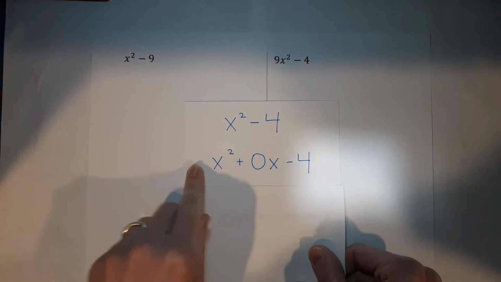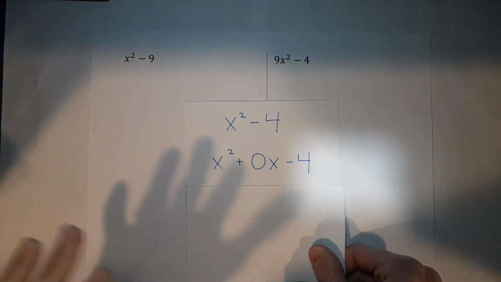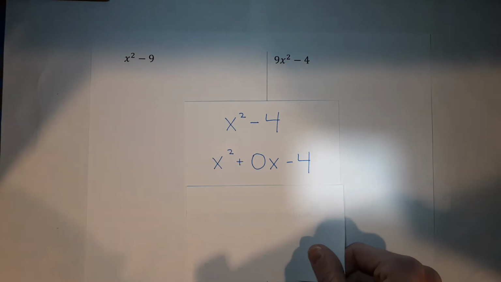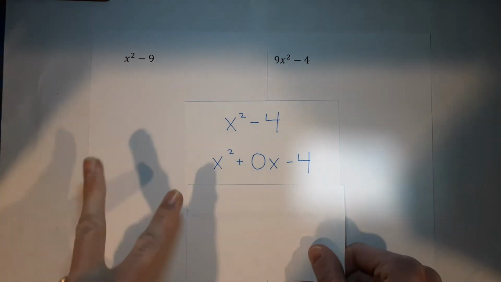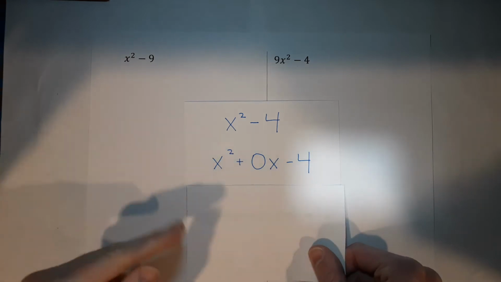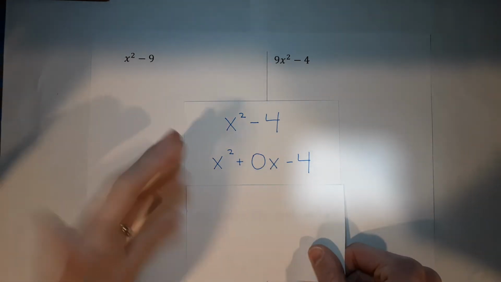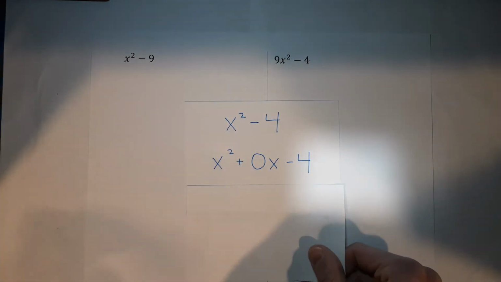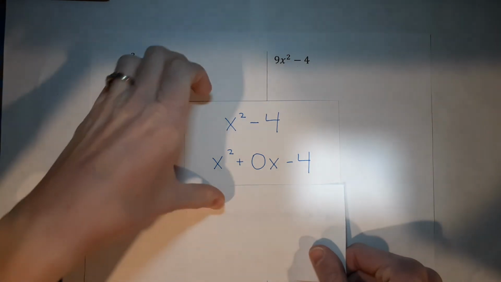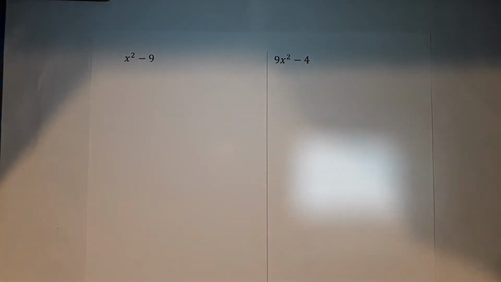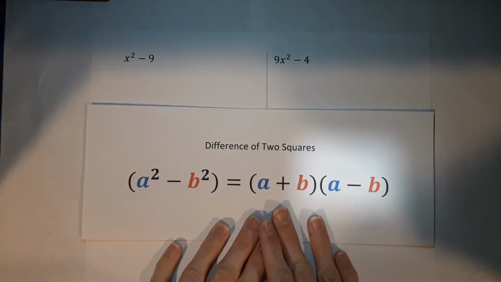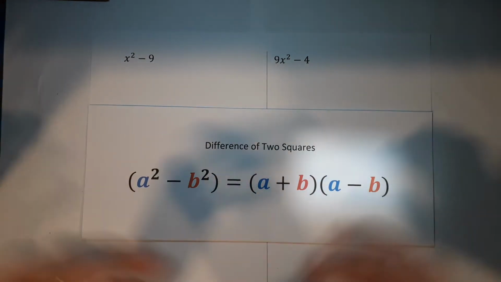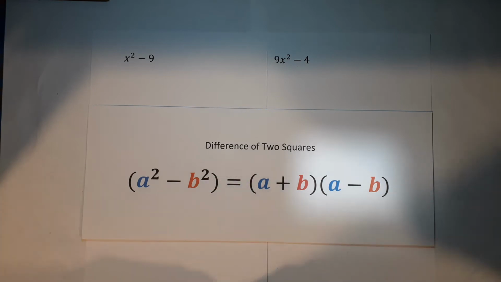-4 times 1 gives me -4. If you're wondering what I'm talking about, check out those other factoring videos. You look for two factors that multiply to -4 and add to 0. So it would be -2 and 2. Basically, that's what the difference of two squares is doing. It just takes out those steps. It notices it from the beginning.